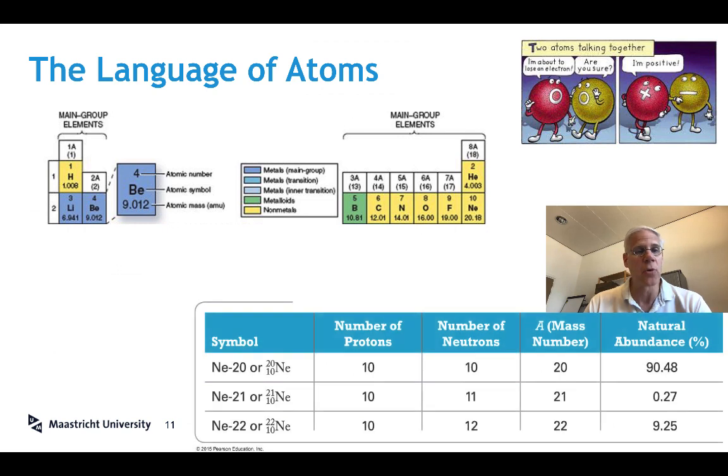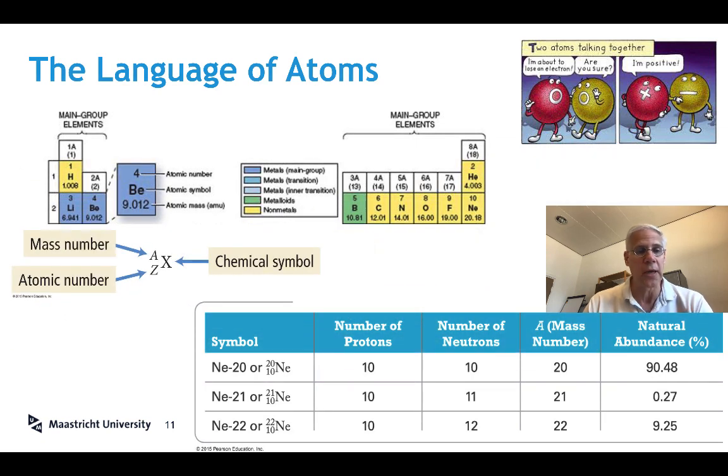We do have our own language in terms of atoms. We have lots of ways of expressing what isotopes we're looking at, or which atom we're looking at. If we look at the full chemical symbol with all three of these numbers on there, A, Z, and X, X would be the chemical symbol, so something like our Be for beryllium might fit in there. Our atomic number here, Z, is the number of protons. So that's the number of protons, and you can take that directly from the periodic table.